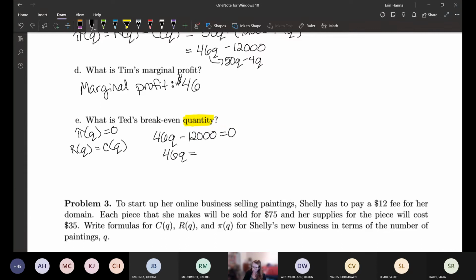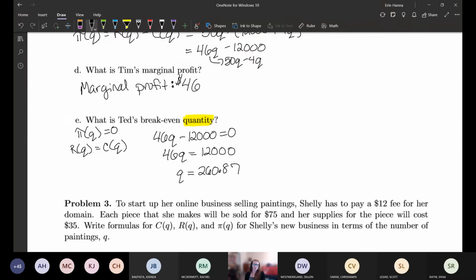So we would add that 12,000 over to the other side. Divide both sides by 46. You'll get 260.87 if you plop that in a calculator. Now, on an exam or quiz, if I do not specify, you do not need to round. If you did, I would accept it. But sometimes I will say, you know, round to the nearest whatever, because that makes more sense.